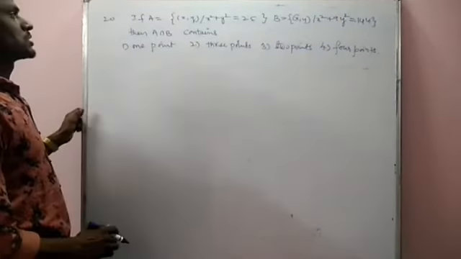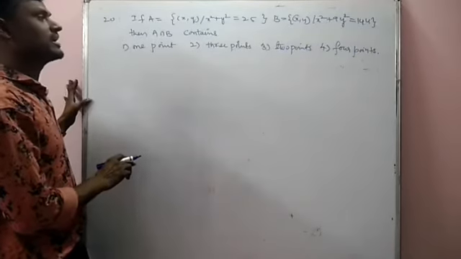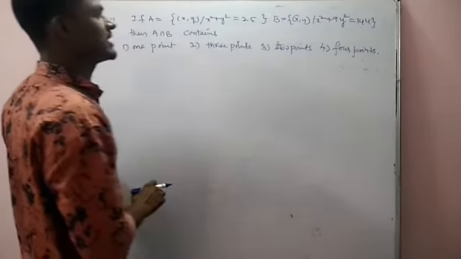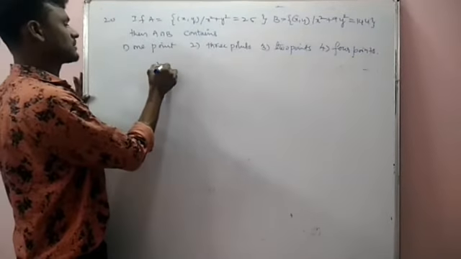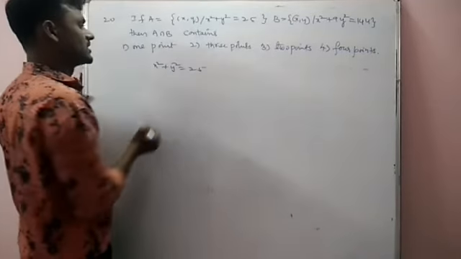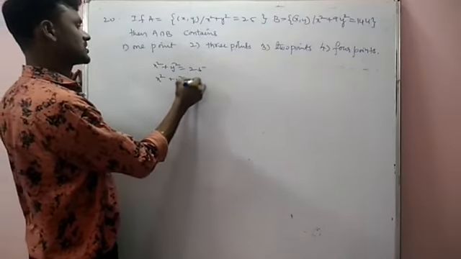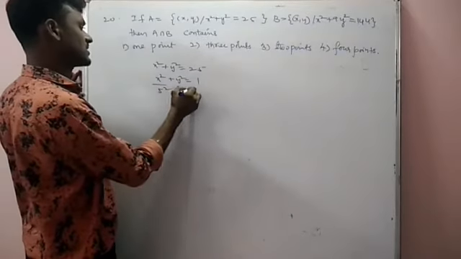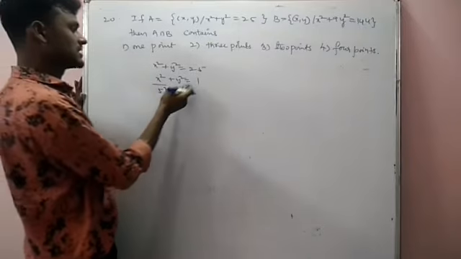Okay, next question. If A is the set of ordered pairs (x, y) such that x square plus y square is equal to 25, and B is the set of (x, y) such that x square plus 9y square is equal to 144. First we take x square plus y square is equal to 25. This is a circle equation. This is also one type of ellipse, but it is a circle. We can write x square plus y square is equal to 5 square.